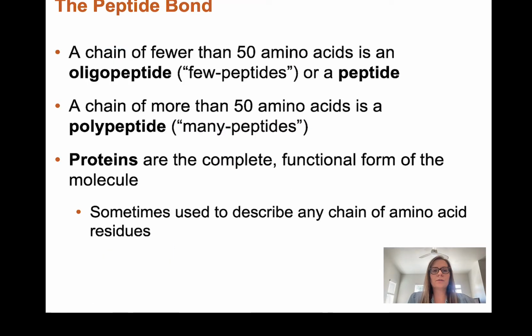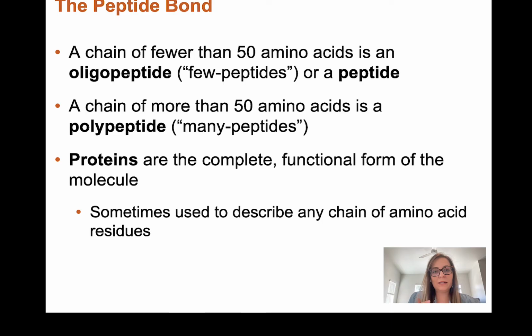Okay, so as the polymer grows, we have different terms to use to describe those polymers for a peptide or for a protein. So if a chain has fewer than 50 amino acids, it's going to be called an oligopeptide, which means few peptides. So less than 50 means few peptides, and sometimes this is just shortened to peptide. A chain of more than 50 amino acids is usually referred to as a polypeptide or many peptides. And then the term protein refers to the complete functional form of the molecule.